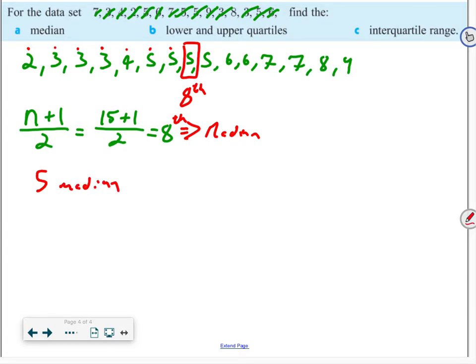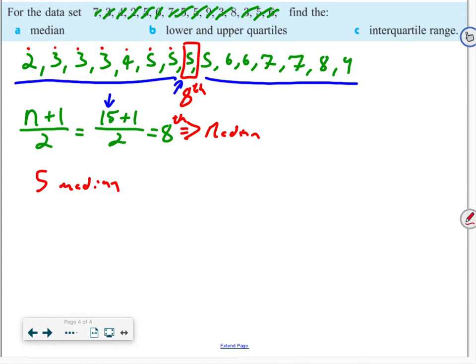Now to find my lower and upper quartiles, I do not include my median when calculating them. The only time I include the median is if it was an even number set and I had to do the average of the 2 medians. So if I have an even amount of data, I look at the 2 middle numbers and find the average. Since this had 15 numbers in this data set, it was odd. The 8th number falls in the middle, where I have 7 numbers to the right and 7 numbers to the left. So I'm not going to include that 5. Of these first 7 numbers, I have to find my lower quartile.